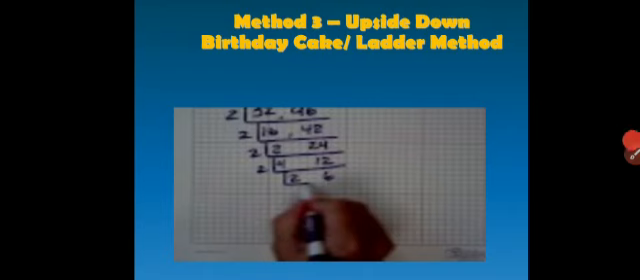Method 3, upside down birthday cake. You can see why it is called upside down birthday cake, because it looks like a birthday cake turned downwards, and in each tier we have numbers. It is also called the ladder method and the division method.